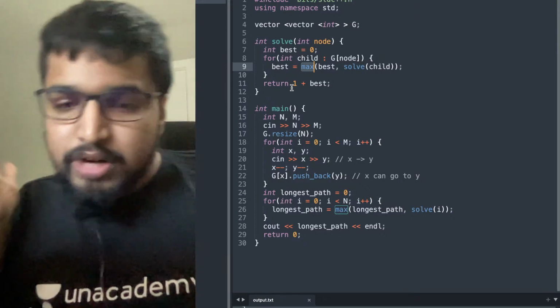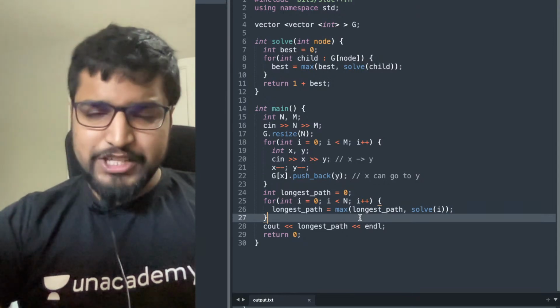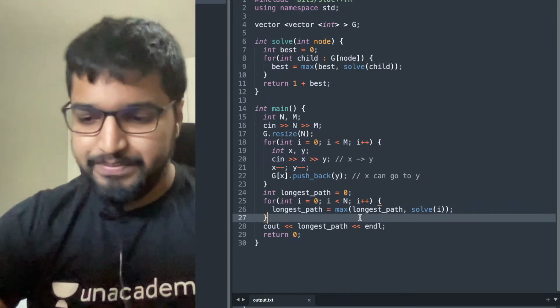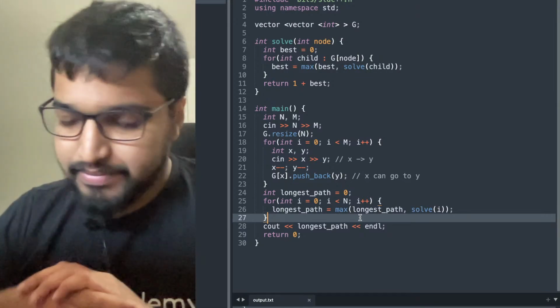All right, so that's going to be my maximum path, longest path. Is this clear first of all, or do you want me to run it through an example so that it's more clear? I can do any of them. I can run it through an example if it makes it more clear.